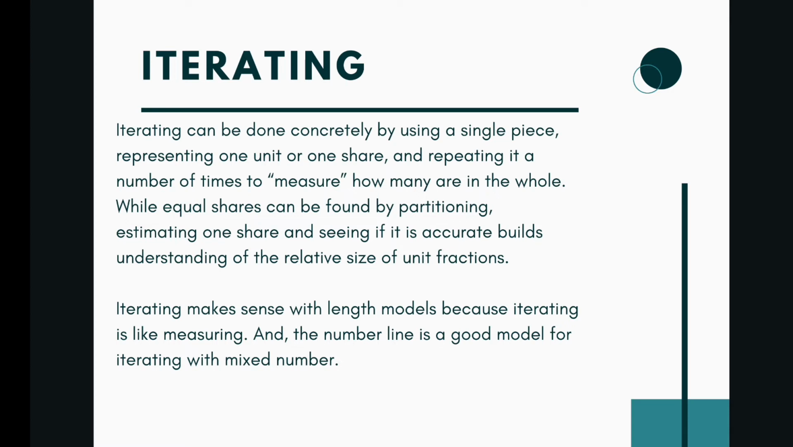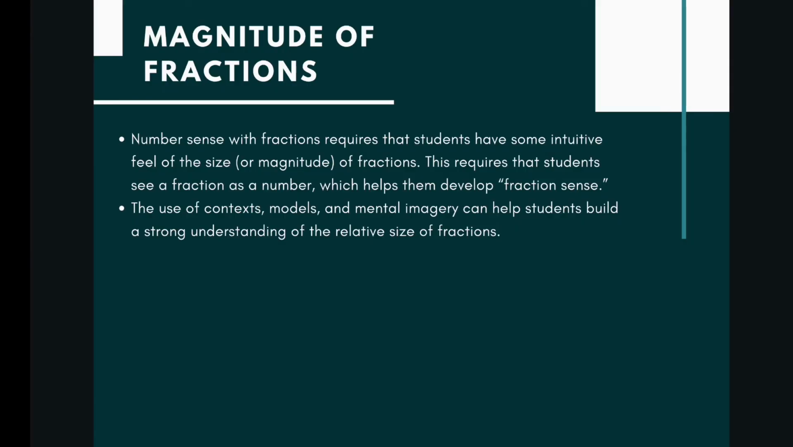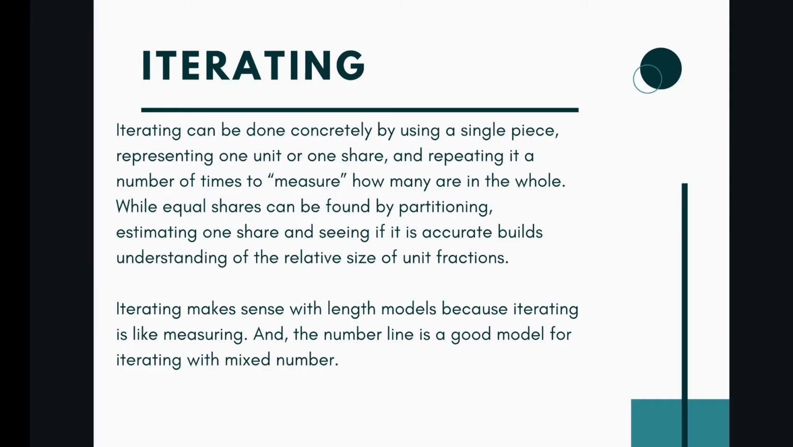Iterating makes sense with length models because iterating is like measuring, and the number line is a good model for iterating with mixed numbers. But iterating can also be done with area models, for example, like the circular fractional pieces. You can use the context of quesadillas, for example, or engage students in creating their own fractional pieces using paper plates of different colors and use those plate pieces to build various fractional amounts.